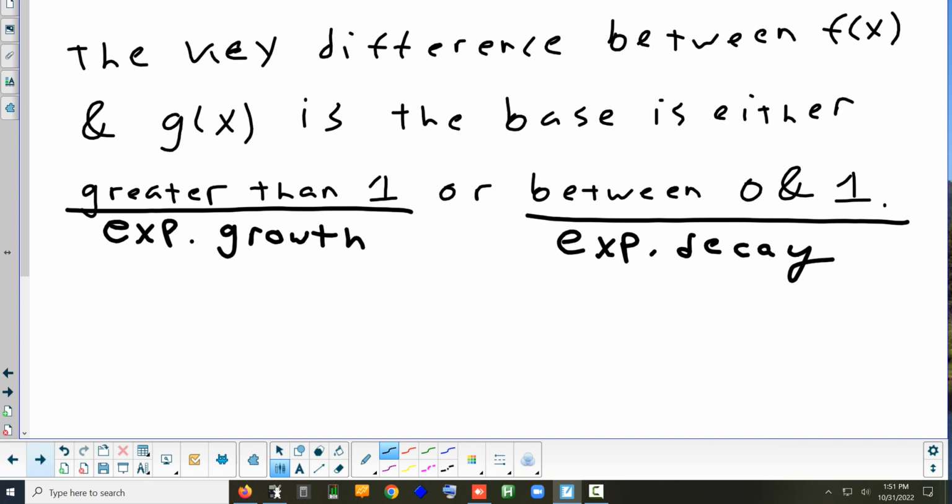And what about if the base was exactly 1? What happens there? It just stays 1 all the time. That's not something we're talking about. That's not exponential growth or decay. The base cannot be the number 1. We already said it. Right. So any questions on the difference between when you get a growth or a decay graph?